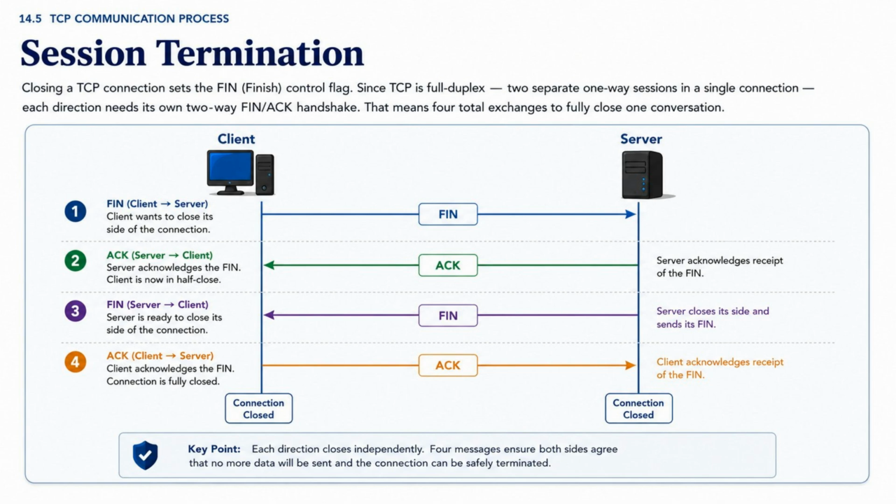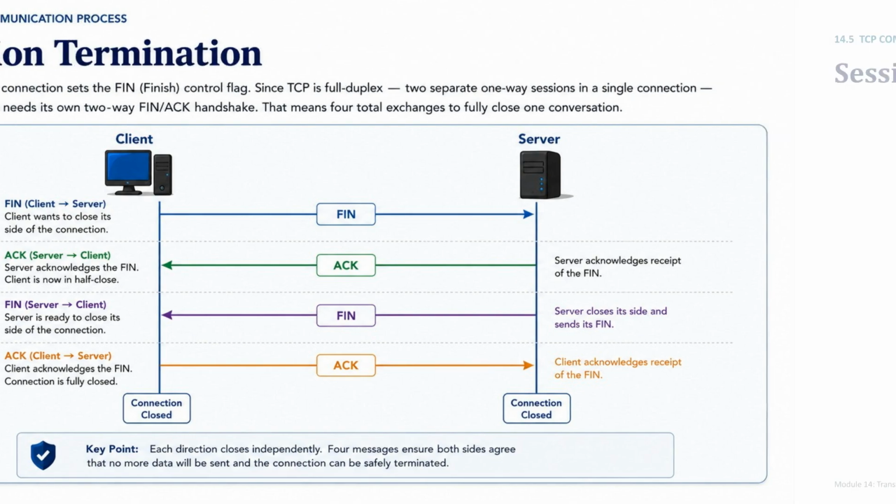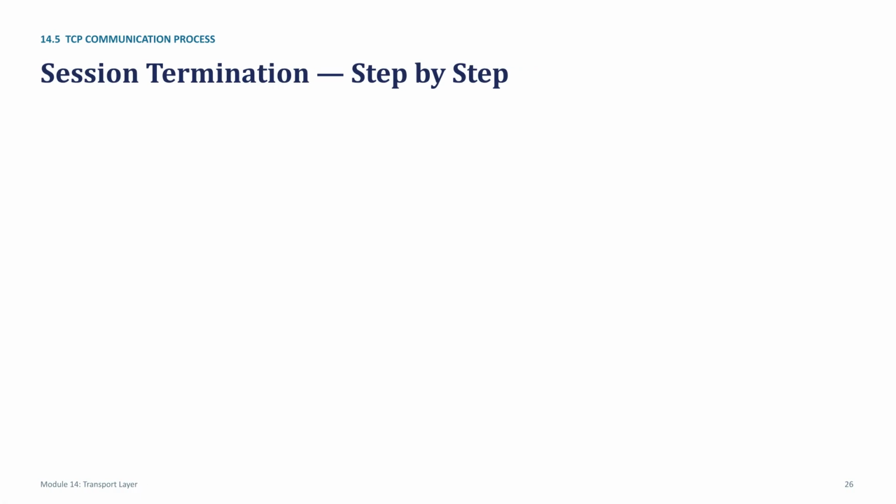Closing a TCP connection sets the FIN flag. Since TCP is full duplex, really 2 independent one-way sessions bundled together, each direction needs its own FIN ACK handshake, meaning 4 total exchanges to fully close one conversation. Either side can initiate termination, not just the original client. Step-by-step termination example on screen.